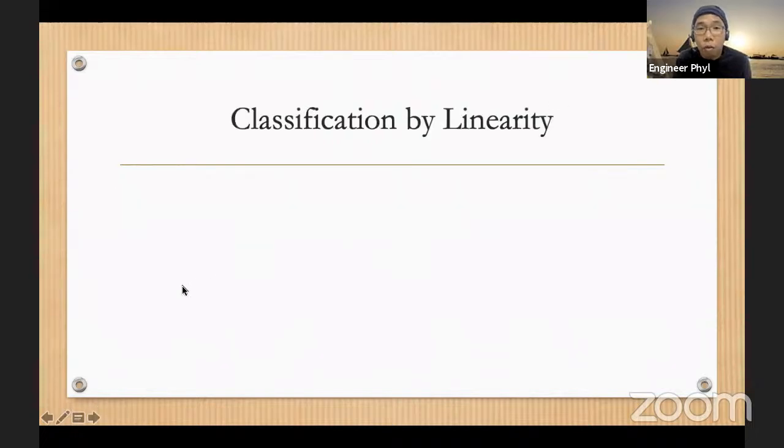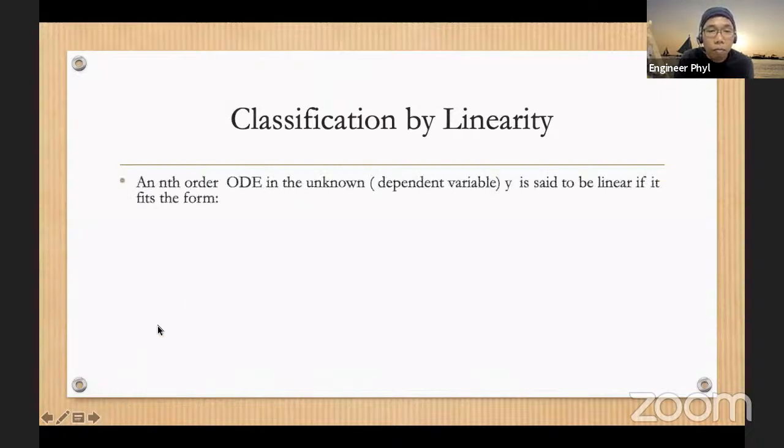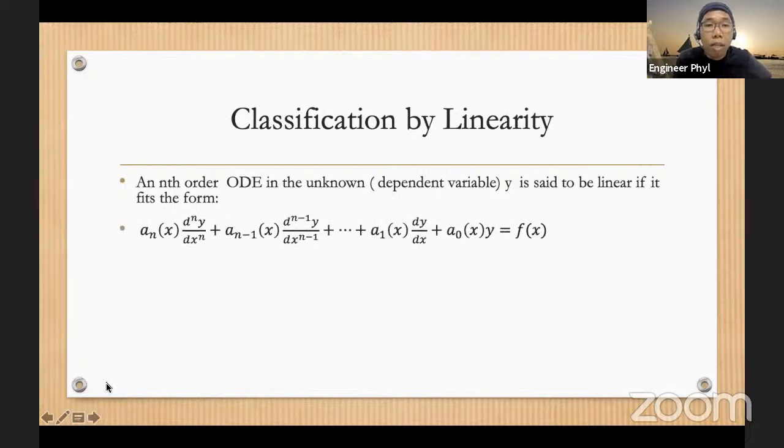Okay, now let's go to the classification by linearity. How can we know that the DE is linear or nonlinear? First, let me show you the linear form of the nth order ordinary differential equation. The unknown function here is y. So the variables involved here are x and y.